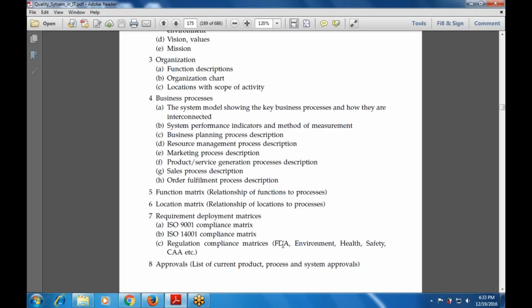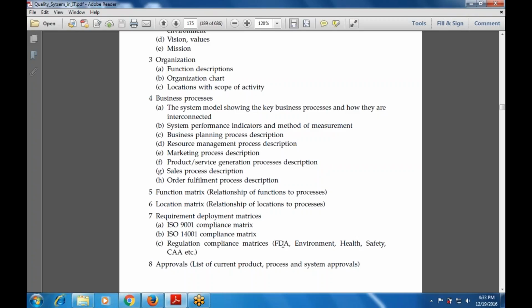Then there is a function metric, or we can say the metrics. It is not a measurement part, but the function metric is the relationship of the functions to the processes. What is the relationship of the function to various processes? Then location metrics, that is the relationship of the location to various processes, that is which process has which location. For example, the sales process has a different location, and the production department or the production process has a different location.